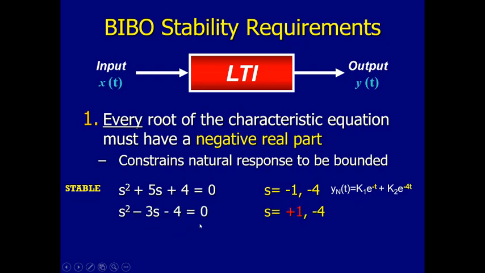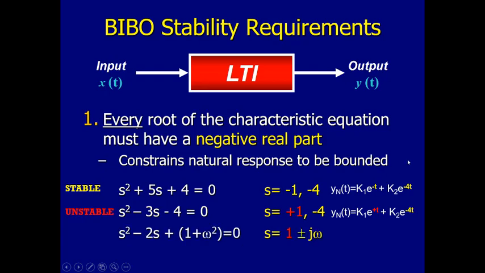Here we have a different characteristic equation that has a negative root and a positive root. This would be an unstable system. It doesn't satisfy our criterion. All the roots of the characteristic equation have to have negative real parts. In this case, this +1 root of the characteristic equation would give us a k e to the +1t term in the natural response. This term is always going to want to push our response up off to infinity.